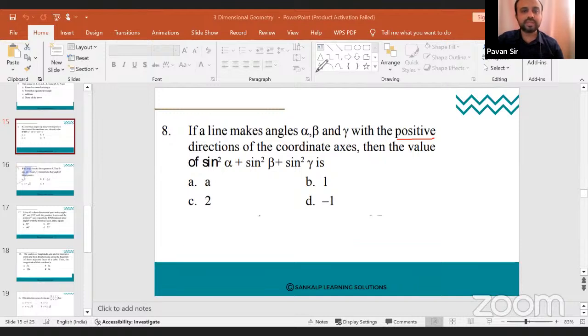Option A has been given as the answer. Navya has given option A. Try to solve, students, fast.